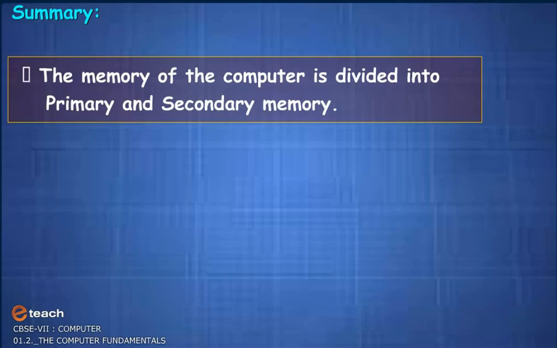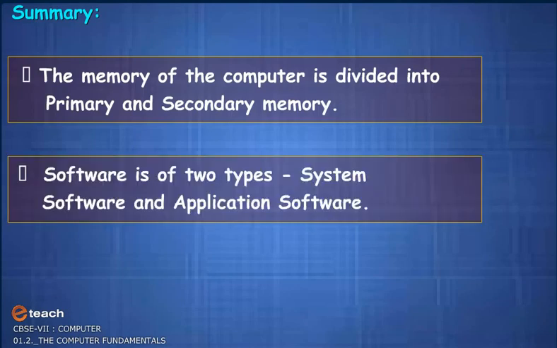Summary. In this chapter, we have learned the following points. The memory of the computer is divided into primary and secondary memory. Software is of two types: system software and application software.